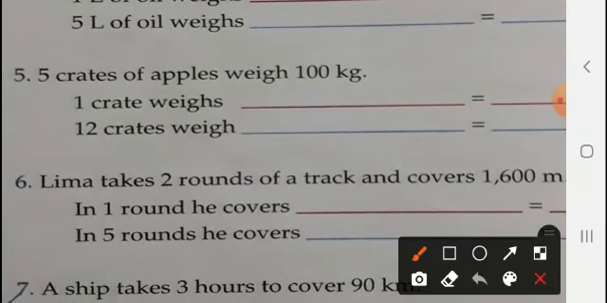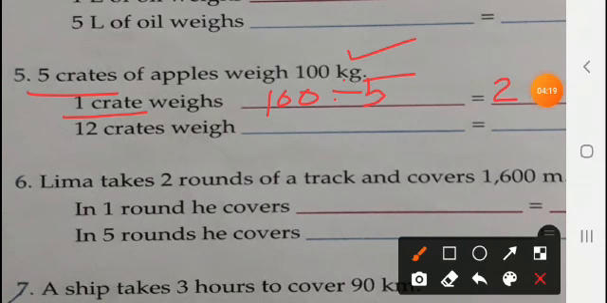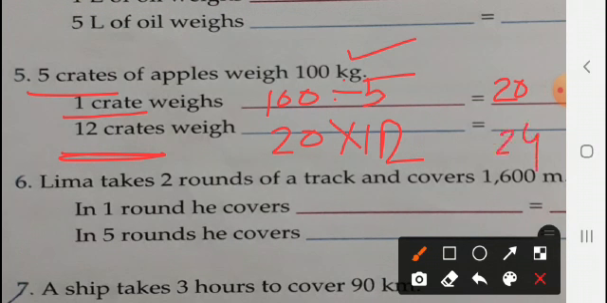5 crates of apples weigh 100 kg. The weight of 5 crates of apples is 100 kg. So what will be the weight of 1 crate? It is the same, 100 divided by 5. Now tell me what will be the answer. I think you have completed it. Let me tell you, it will be 20. Now for 12 crates, simply 20 multiplied by 12. 12 twos are 24, and here we have to write 0. Now it is in kg, so we have to write kg here: 240 kg. Units are necessary to mention, otherwise you will lose your marks.